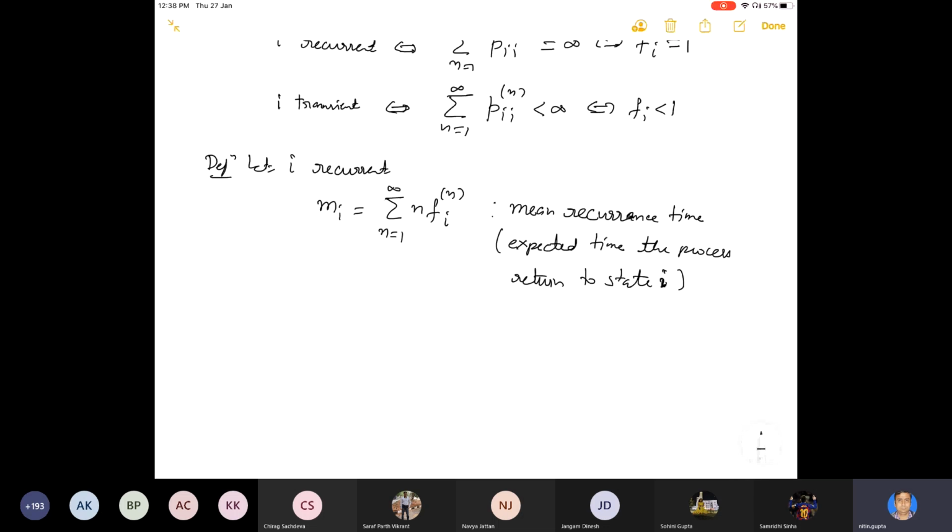So if M_i diverges, then I is called null recurrent. If M_i, the mean recurrence time, converges, then I is called non-null recurrent.